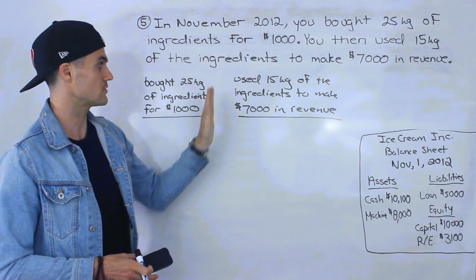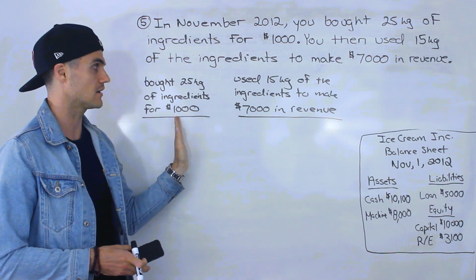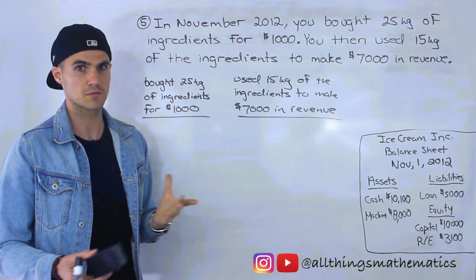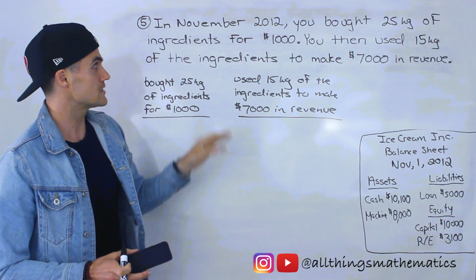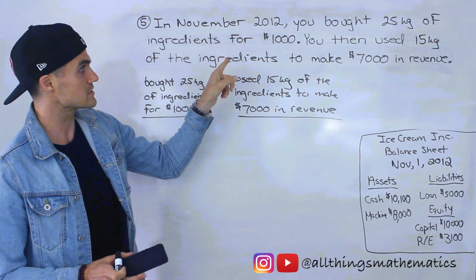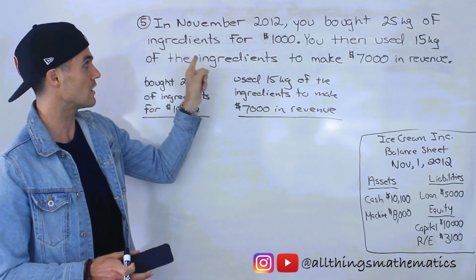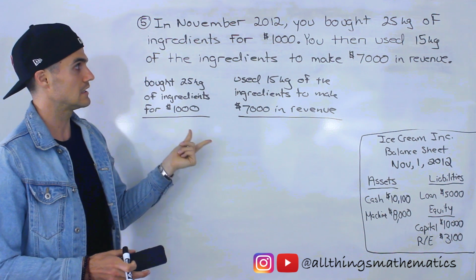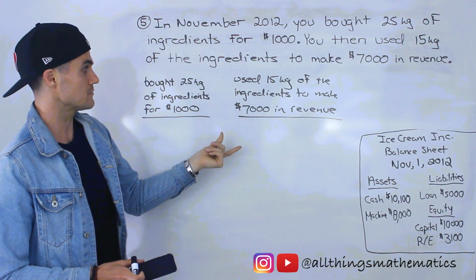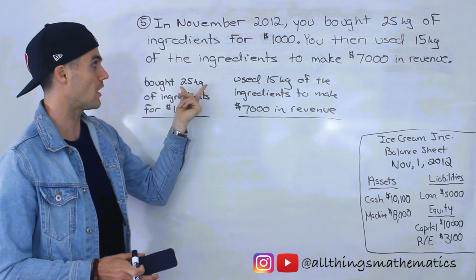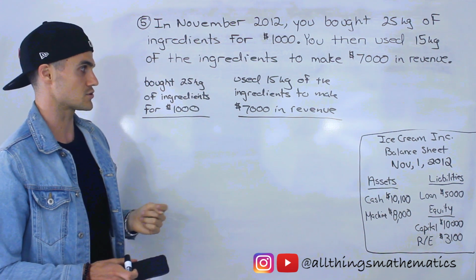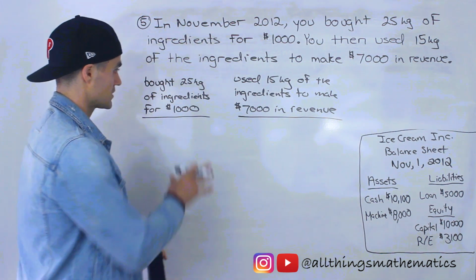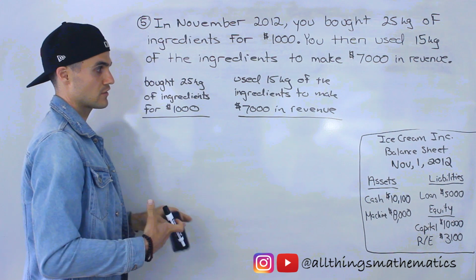To start this fifth scenario off, I initially want to focus on just the first two sentences. I rewrote the two sentences here, and I'm going to focus on them separately because there's a lot going on here, and I'm going to introduce some new concepts. So let's reread what's going on. In November 2012, you bought 25 kilograms of ingredients for $1,000. That's one transaction. And then you used 15 kilograms of those 25 kilograms that you bought to make $7,000 in revenue. Let's go through each of these separately and see how everything is affected.